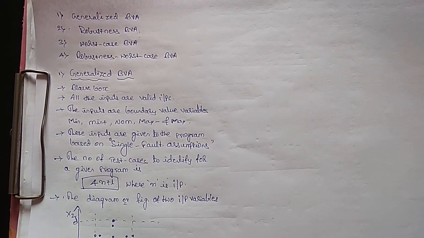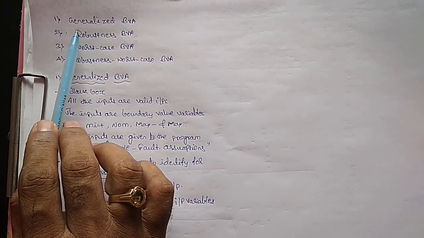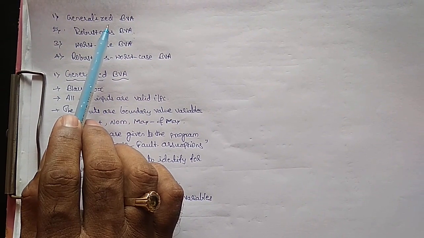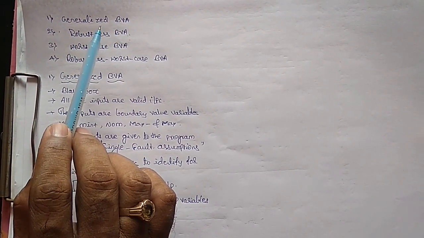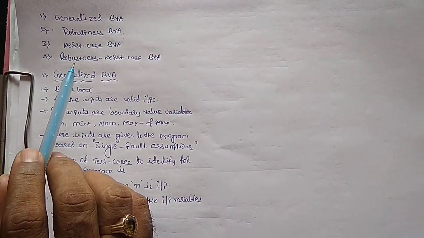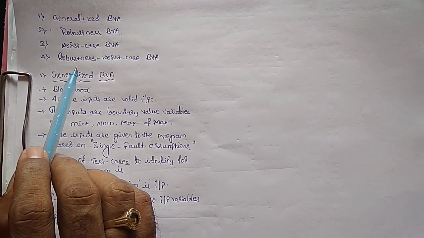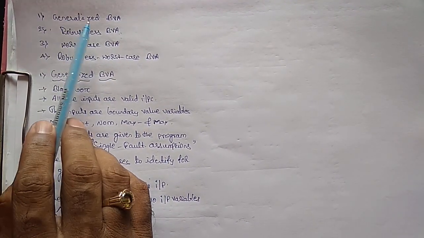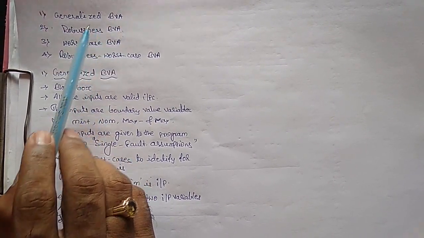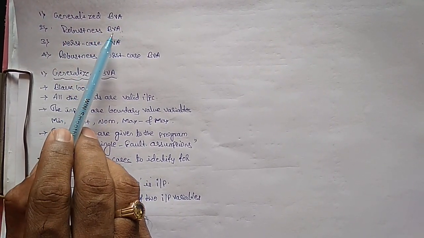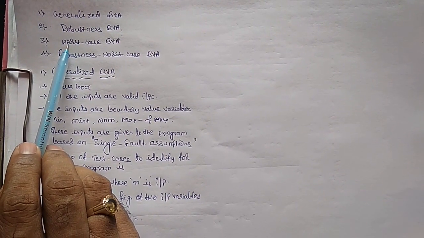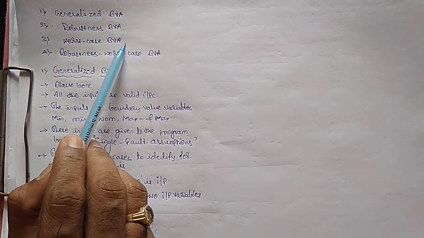Friends, today in this video we are going to learn the categories of boundary value analysis method. Basically there are four classifications of boundary value analysis methods to test a given program. First one is generalized boundary value analysis method. Second one is robustness boundary value analysis method. Third one is worst case boundary value analysis method.